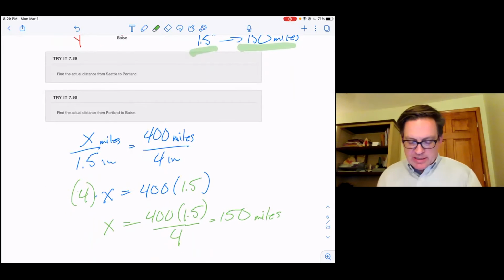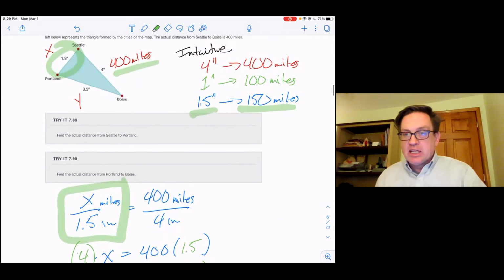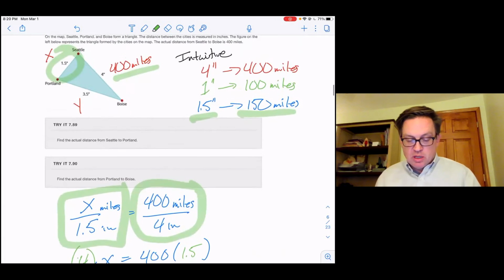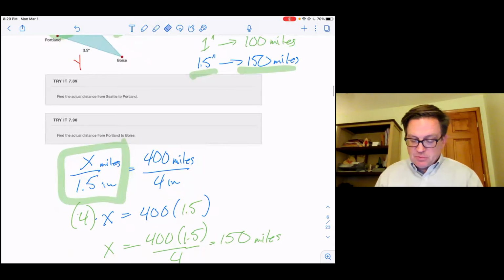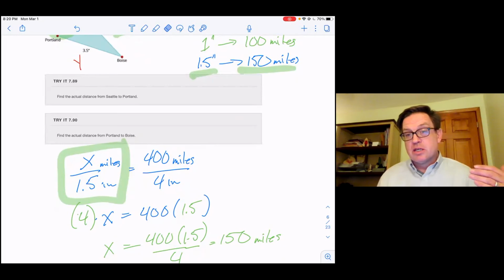How do you do it algebraically? Well, we would set up a proportion. One way to do that is this would be the Seattle to Portland side, and we want to compare that to the Seattle to Boise side. The numerator is the physical distance. The denominator is the map length, 1.5 inches.